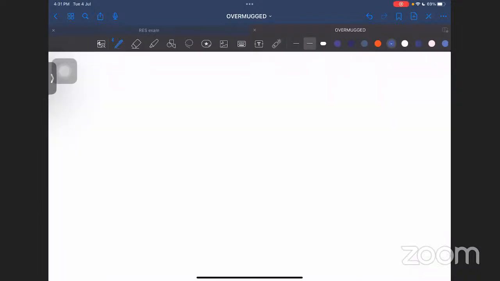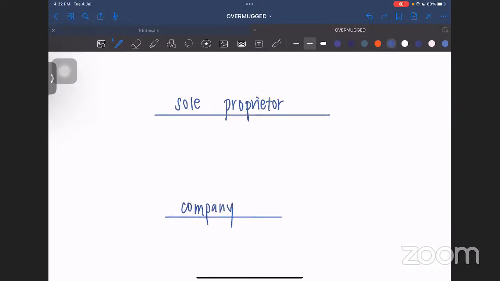Some quick revision. For financial statements, we know that there are two types of companies we learn. That's the sole proprietor, and there's company. For O levels, you need to know how to prepare for both. Company, O level. For the N level people, you only need to learn up to sole proprietor. O level, you need to learn for both.